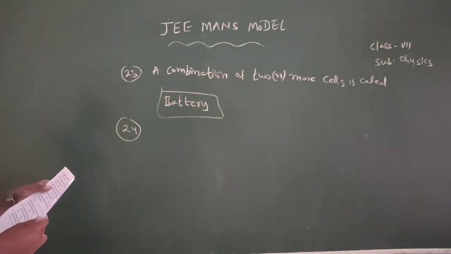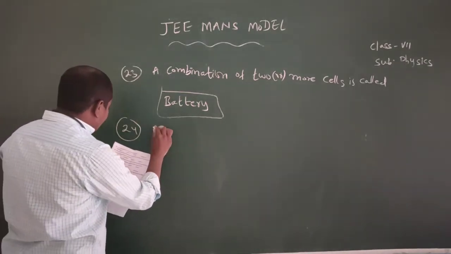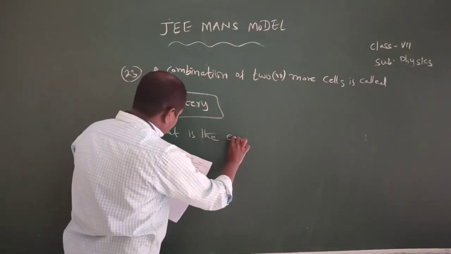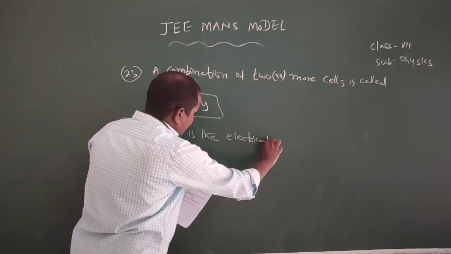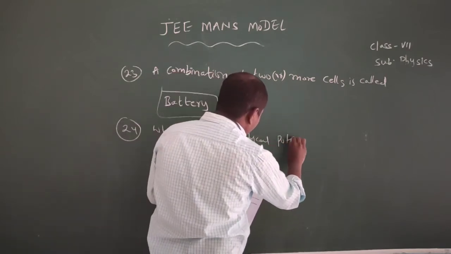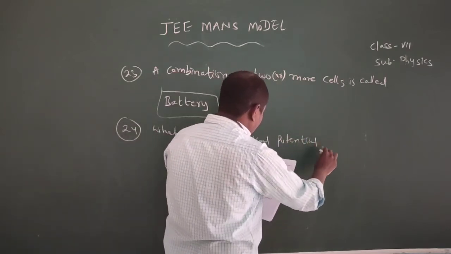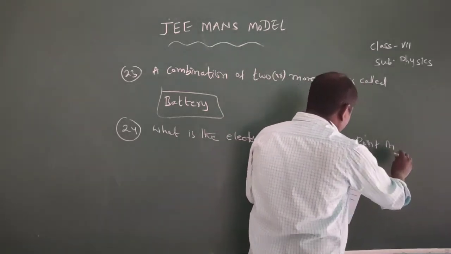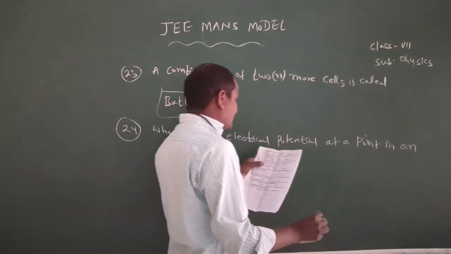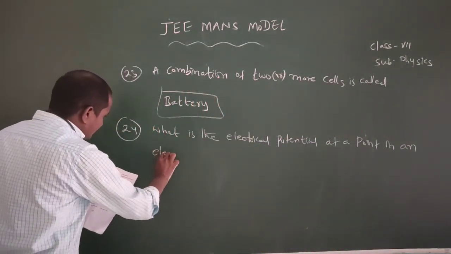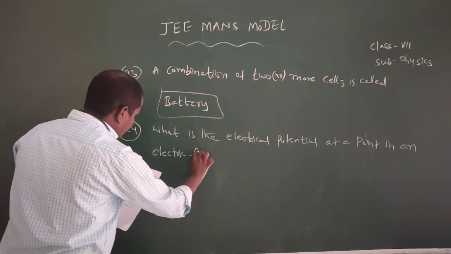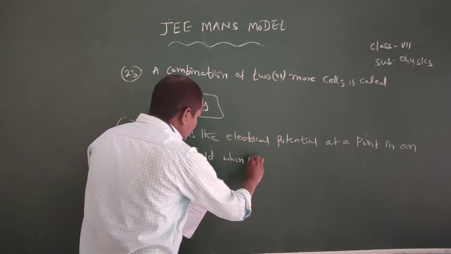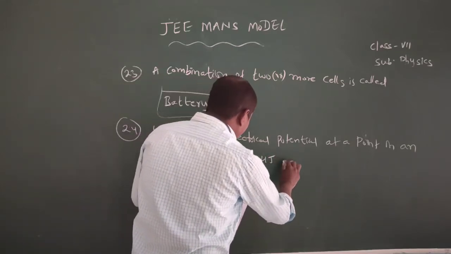Question 24. What is the electrical potential at a point in an electric field when 24 joules of work is done?